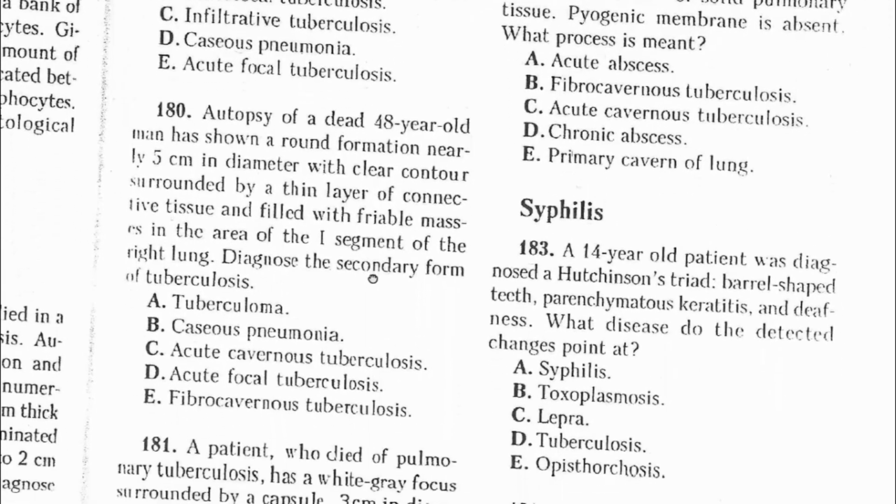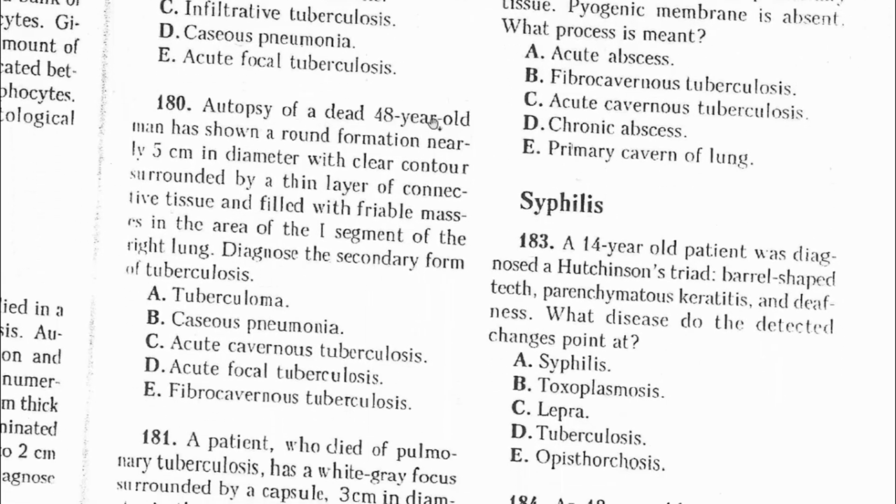However, let's go to 80. Autopsy of a dead 48-year-old man has shown a round formation nearly 5 cm in diameter with clear contours, surrounded by a thin layer of connective tissue and filled with masses in the area of the first segment of the right lung. This is definitely tuberculoma based on what I explained earlier on.